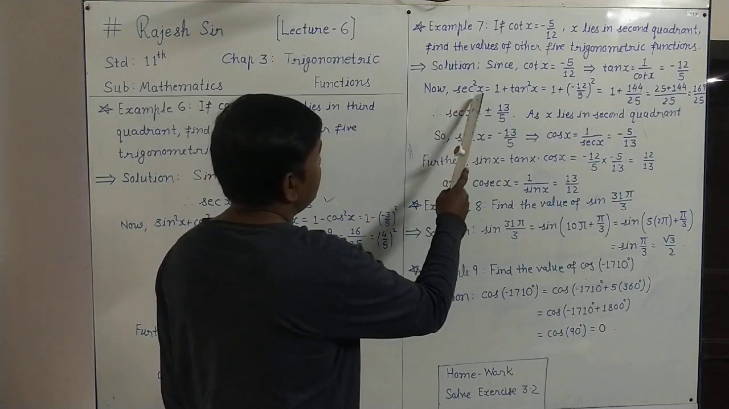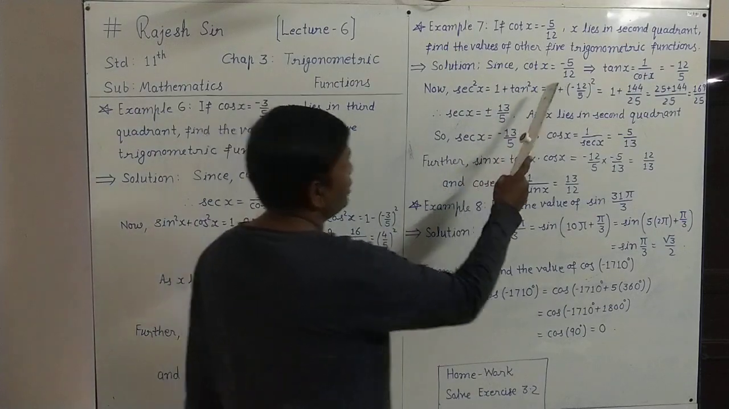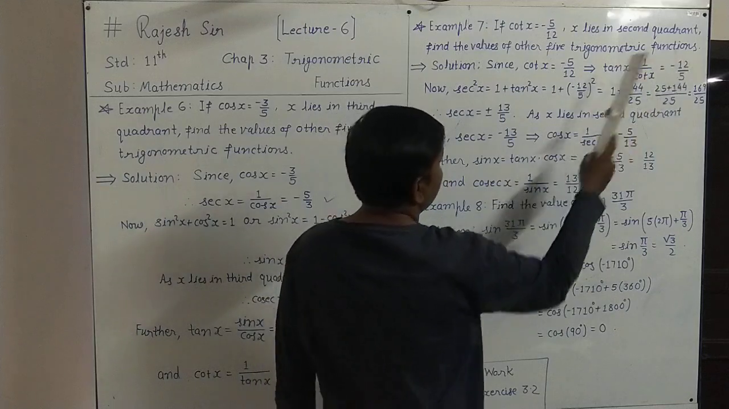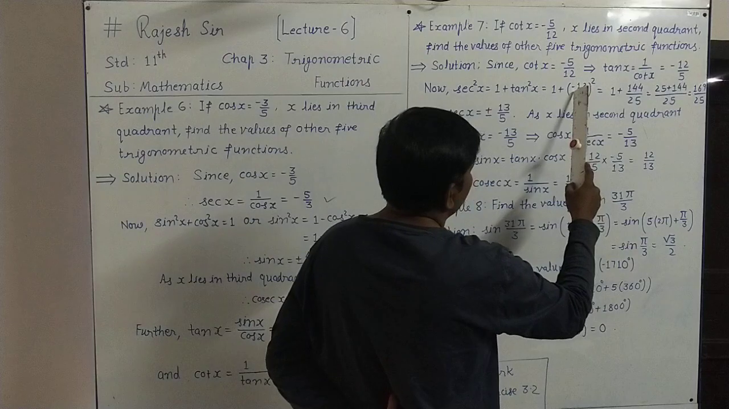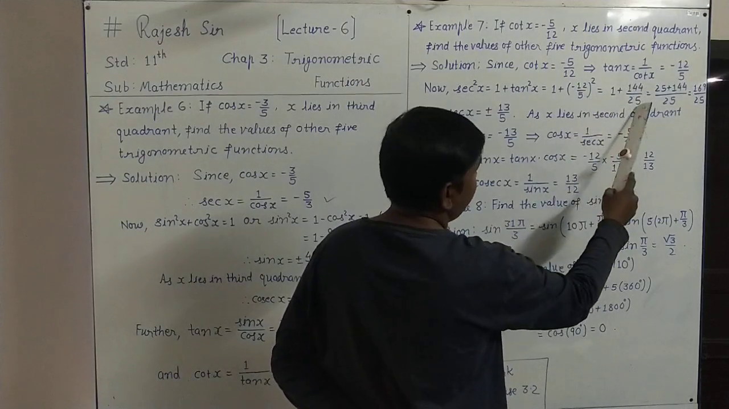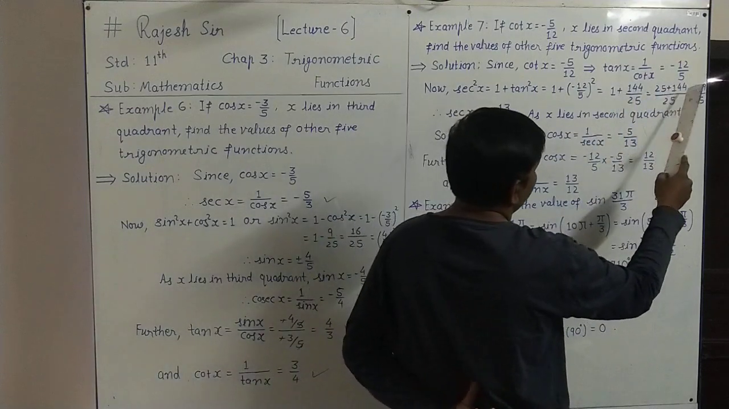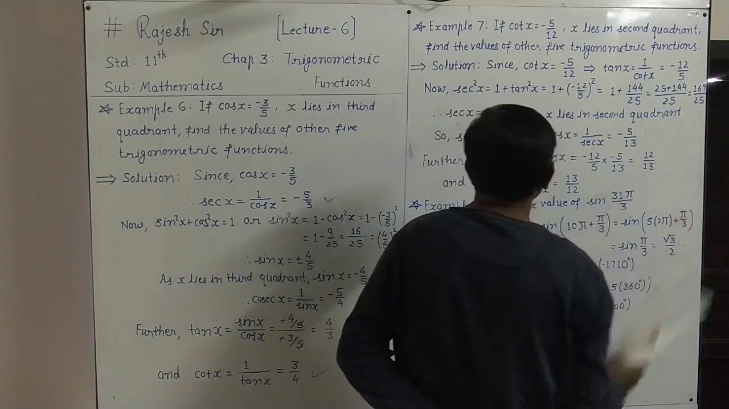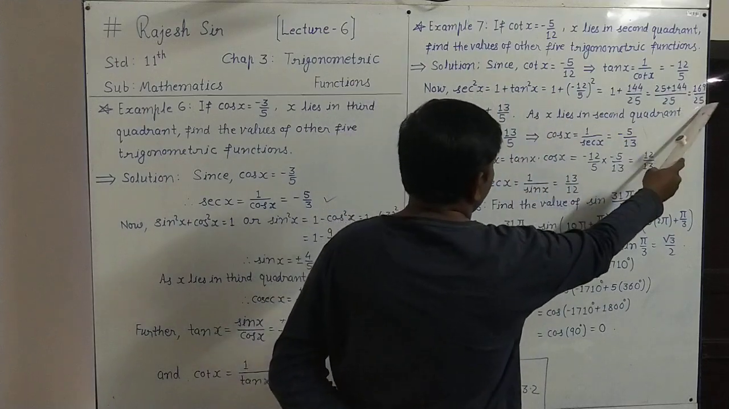Next relation we have: we know that sec square x equals 1 plus tan square x. Place the value of tan x, which is minus 12 by 5, here, and it's squared. So 1 plus the square of minus 12 by 5 will be plus 144 upon 25. So 25 is the LCM: 25 ones are 25, plus 144, is 169 upon 25. Here we have sec square x equals 169 by 25.